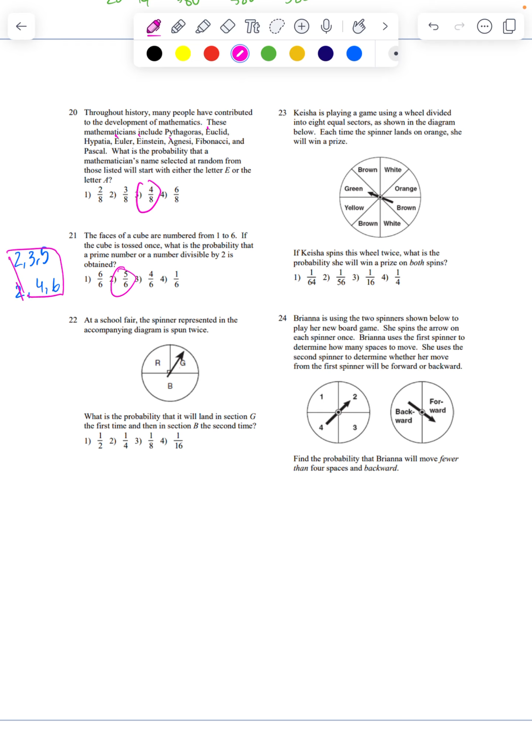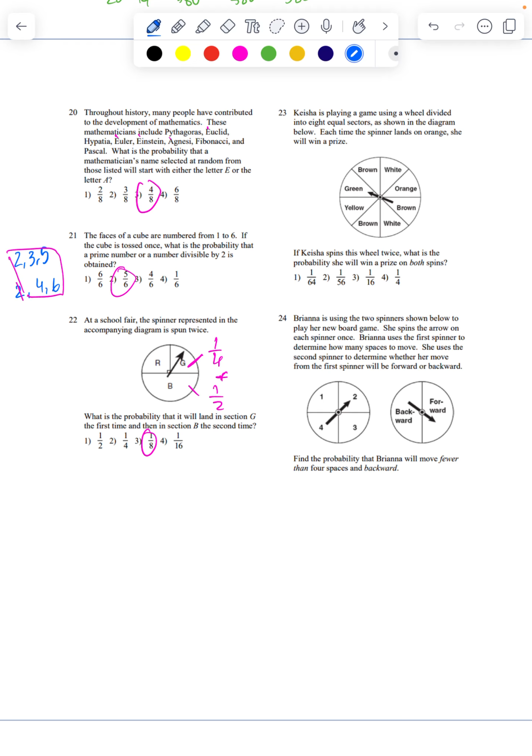So the probability of landing in section G is going to be 1 out of 4. And then the probability of landing in section B is going to be 1 out of 2. So 1 out of 4 times 1 out of 2 is going to be 1 out of 8. All right. Don't overthink this one. It's not that bad.